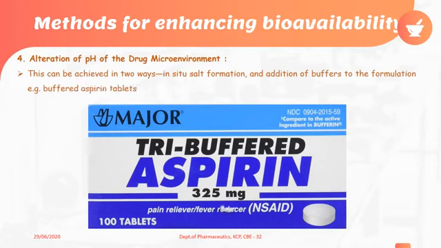Example, buffered aspirin tablet. In situ formation means the drug will change its nature at a particular pH. It might be 1.2 pH, or ocular pH, or intestinal pH, whatever it may be. Upon exposure to a specific pH, it immediately converts into another form which we intended during the formulation.